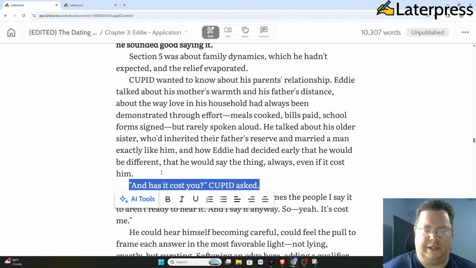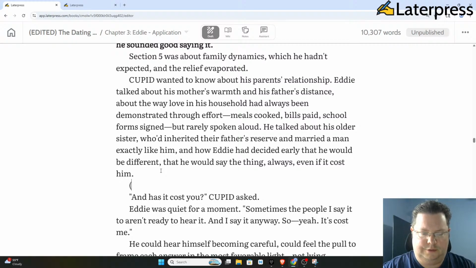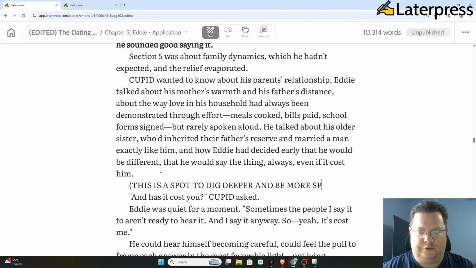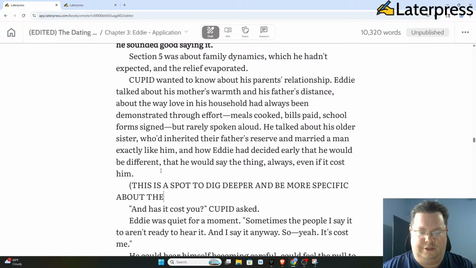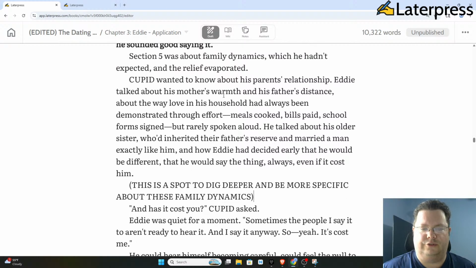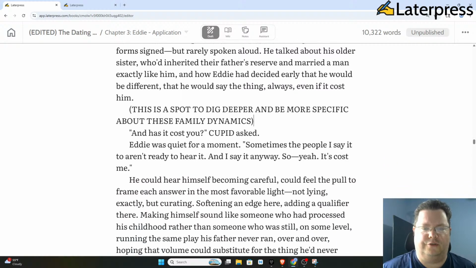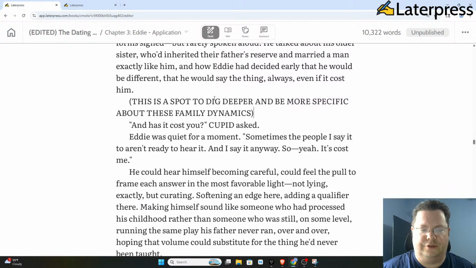"And has it cost you?" Cupid asked. Now I'm going to insert a note to myself here. This is a spot to dig deeper and be more specific about these family dynamics, because the AI is painting it in very broad strokes, and I'd like to take it from general to a little bit more specific. I'm not going to bother bolding all of that, but just as a note for myself that we're on the right track, but we can take that a little further.